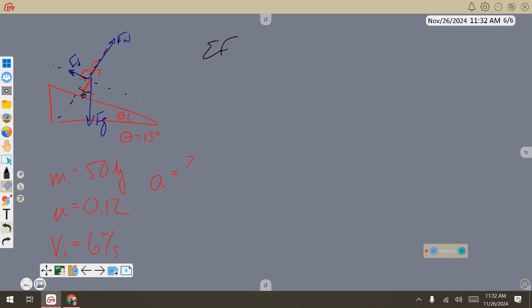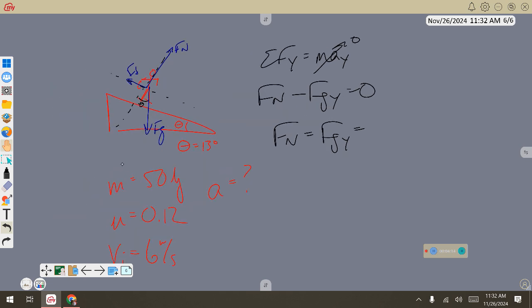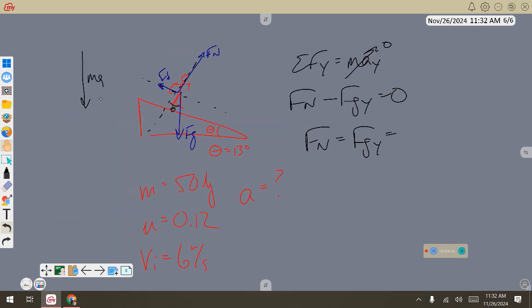Now I'm going to sum the forces in the y. The new y does not have any acceleration, or you could also say the perpendicular doesn't have any acceleration. So we have force normal minus force gravity in the y is equal to 0. So force normal is equal to force gravity in the y, which if I look over here at my trig, I'll redraw this. Force gravity is mg. This is that 13 degrees, and here's force gravity in the y. So since I can see it's adjacent, this is going to be mg cosine of the angle.